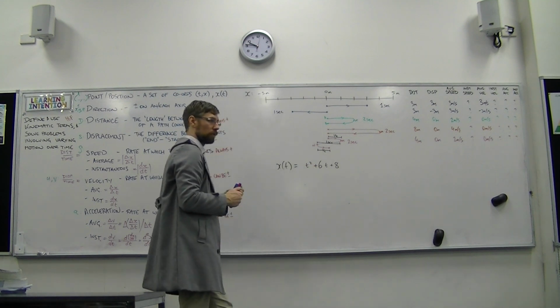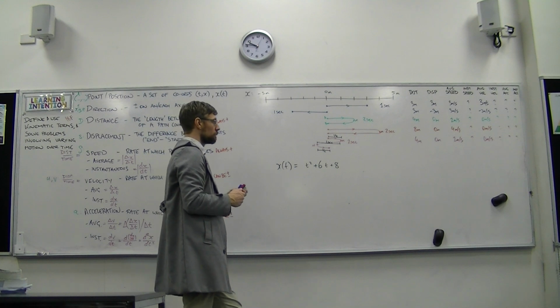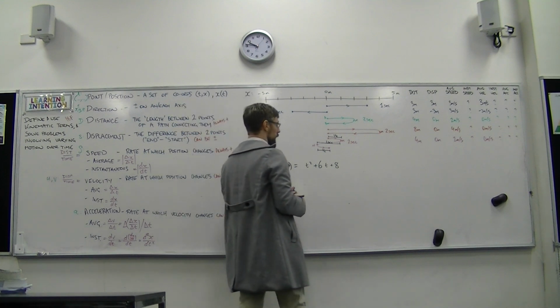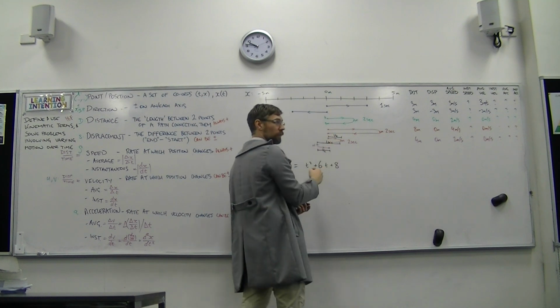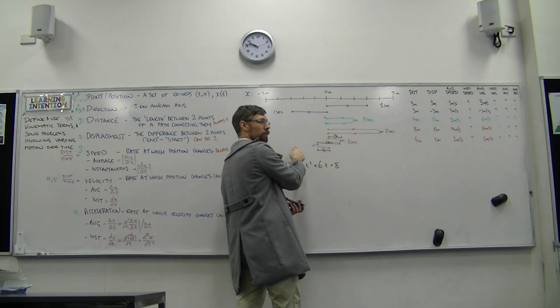Is that okay? So how did you get 2 meters per second for A to M? Okay, so A to M, right? I've travelled 1 metre in half a second. 1 divided by a half. What's that? 2.